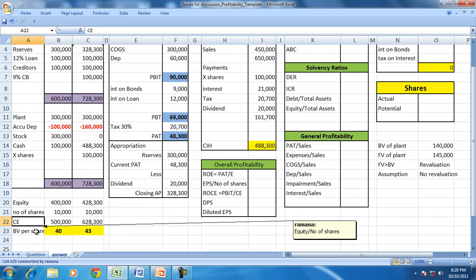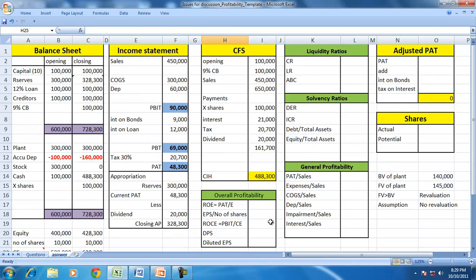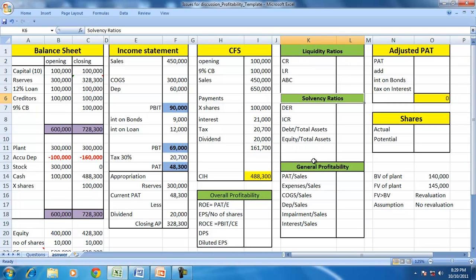The number of ratios that can be calculated depends on the questions that we have. So in this example, we take some relevant ratios of liquidity, solvency, general profitability, and overall profitability. The current ratio of the firm, we are taking it for the closing year. So the current ratio of the firm is the current asset, which is the cash here, only cash because no other current asset, divided by the current liability.